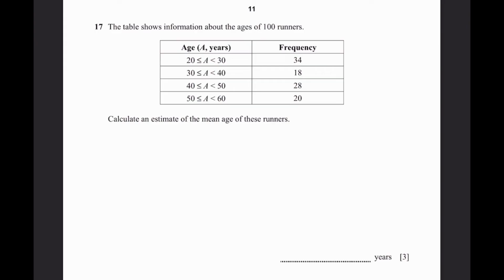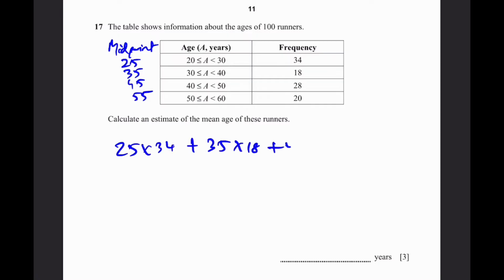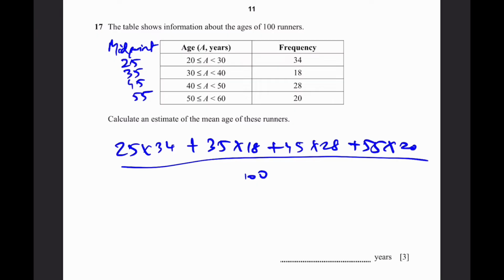The table shows information about the ages of 100 runners. Calculate an estimate of the mean age. The mean age can be calculated by first finding the midpoint of the classes. So you have 25, 35, 45, and 55. So the mean is going to be 25 times 34 plus 35 times 18 plus 45 times 28 plus 55 times 20 divided by the total frequency 100.